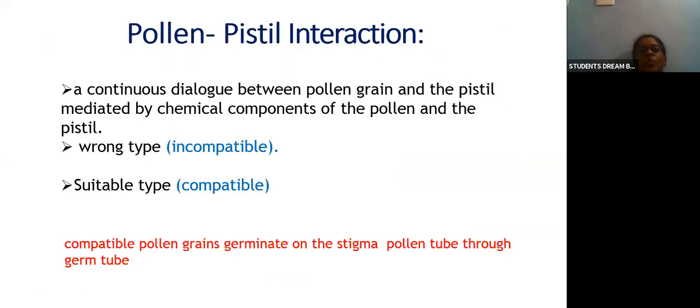Okay, next is pollen pistil interaction. This is very important, the pollen and the pistil interaction. There will be a continuous interaction between pollen grain and the pistil. This is mediated by chemical components of the pollen and the pistil.